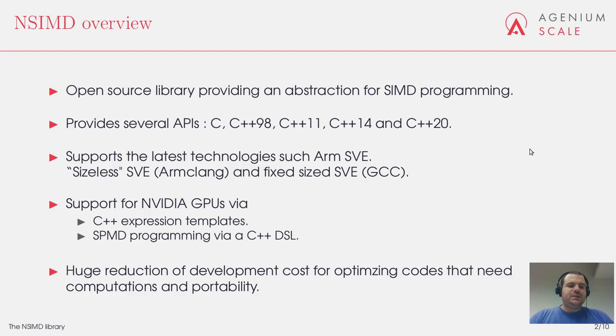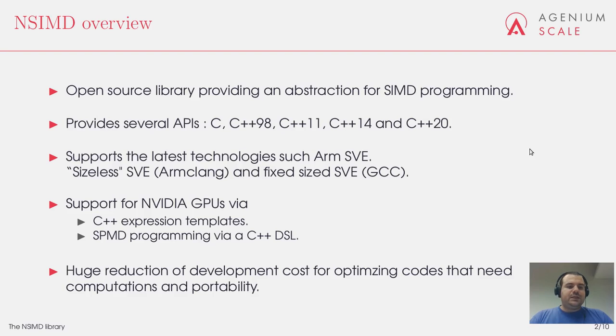So NSIMD is an open source library that can be found on GitHub. It abstracts SIMD programming. We provide several APIs: a pure C API, a C++98 API, up to a C++20 API. The C++20 API, for example, uses concepts. We support the latest technologies such as ARM SVE in two ways. I will describe them later in the talk. We also support NVIDIA GPUs via C++ expression templates and SPMD programming via a C++ DSL that we provide with the library. I will also talk about this later in the talk.